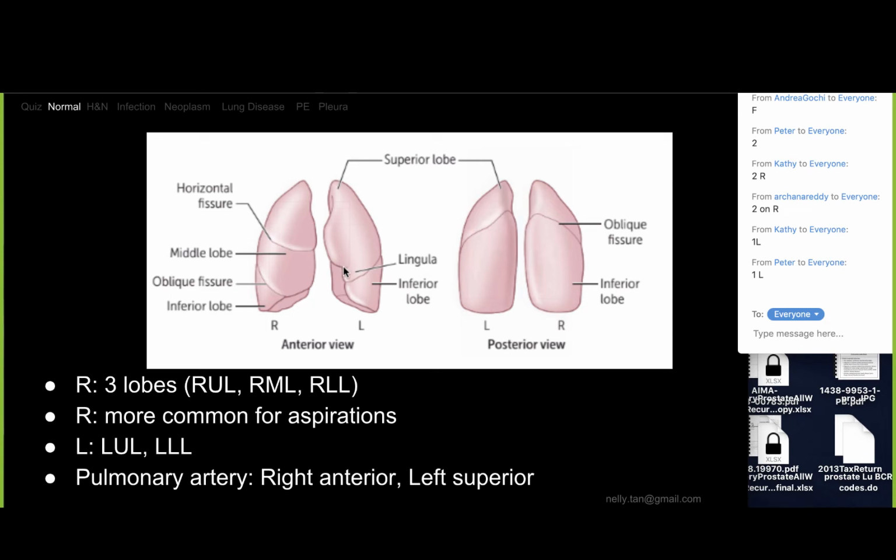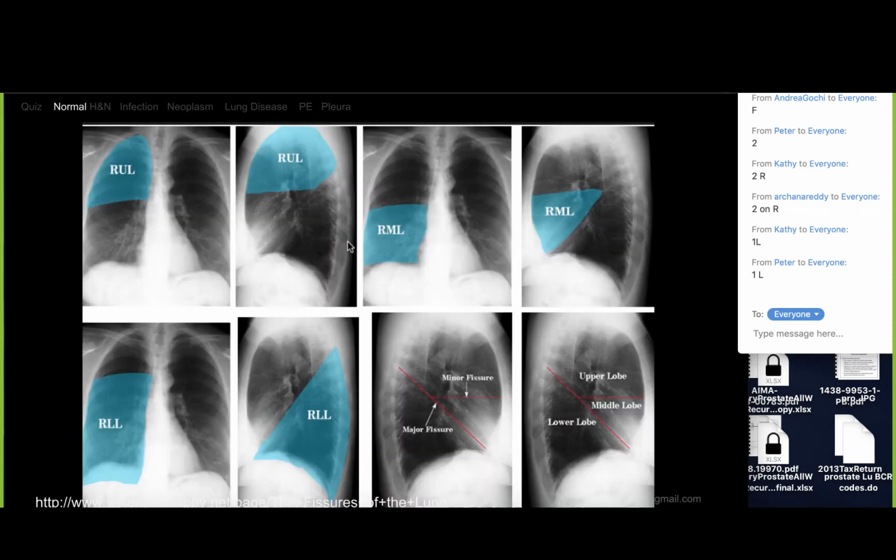The pulmonary artery, the right side is anterior, and the left is superior. The left goes over the left main bronchus, and we can see that on the frontal radiographs. So these are examples of frontal and lateral radiographs, frontal and then lateral. So you can see the fissures.